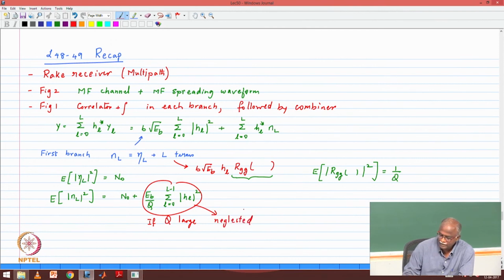Okay, neglected, and basically, if we go back and look at the expressions, now it starts to look like a diversity scheme. Okay. However, keep in mind that this will not give us the full diversity, because there are some approximations that we have made, and therefore the effective noise is likely to be higher than what we would get in a diversity system.